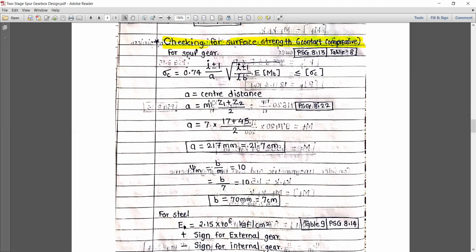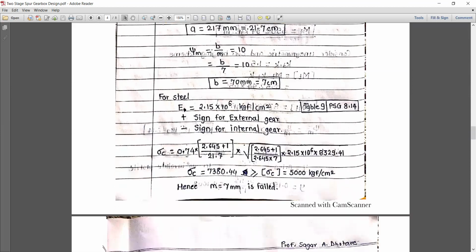Psi m, b by m is equal to 10, m is equal to 7, so b is equal to 70 mm, and b is equal to 7 centimeter. As we are using steel material, E is equal to 2.15 into 10 to the 6 kg per cm square, from table number 9, PSG 8.14. As we are using external gears, the plus sign will be considered.